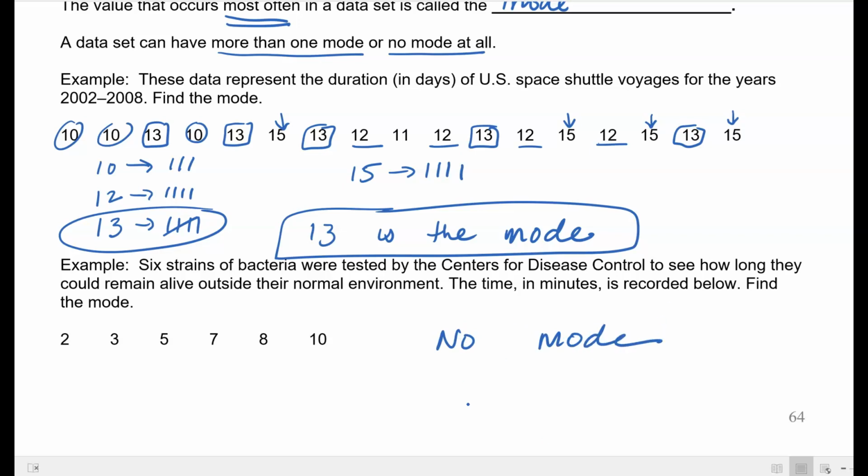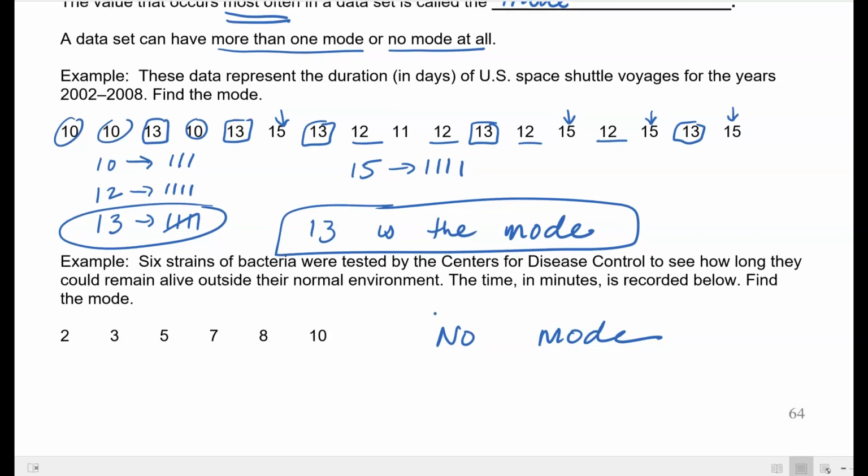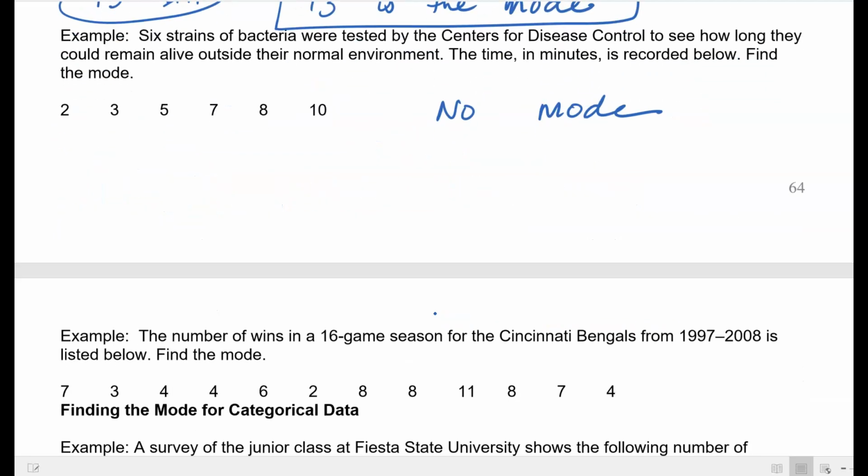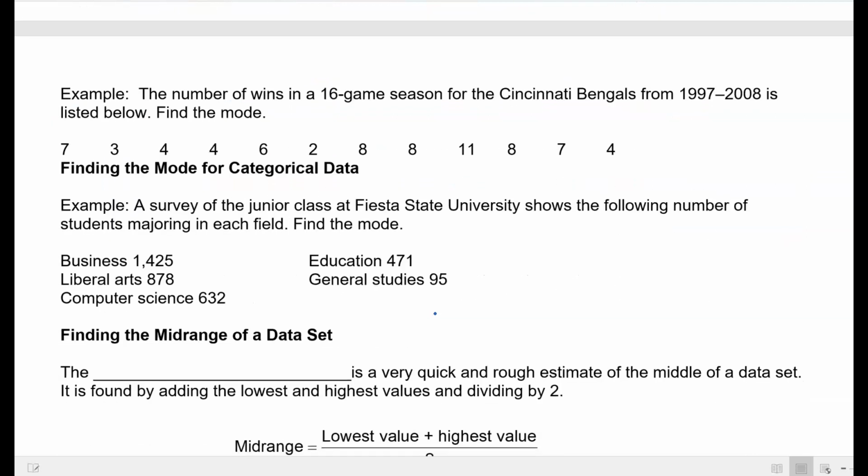So on Connect, you'll be first asked, is there a mode? And you'll say yes or no. And then if you say yes, then they'll prompt you to put in the values. All right, let's look at the next one. So we've done one mode, we've done no mode.